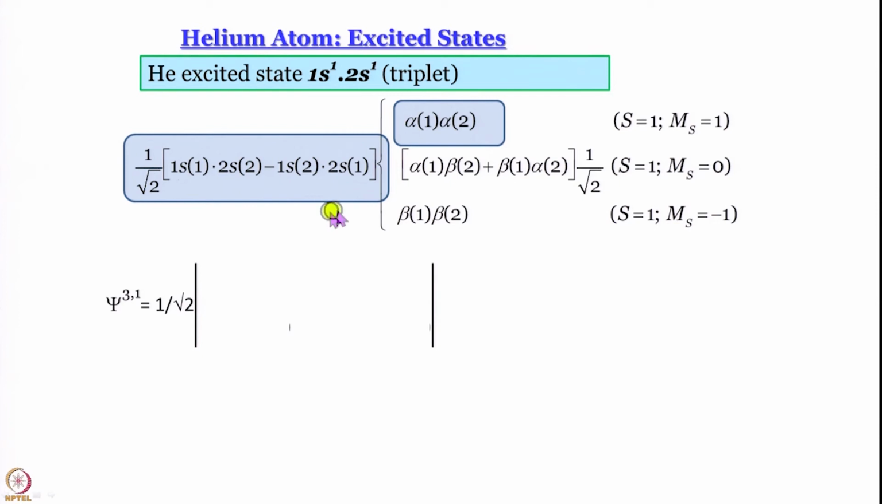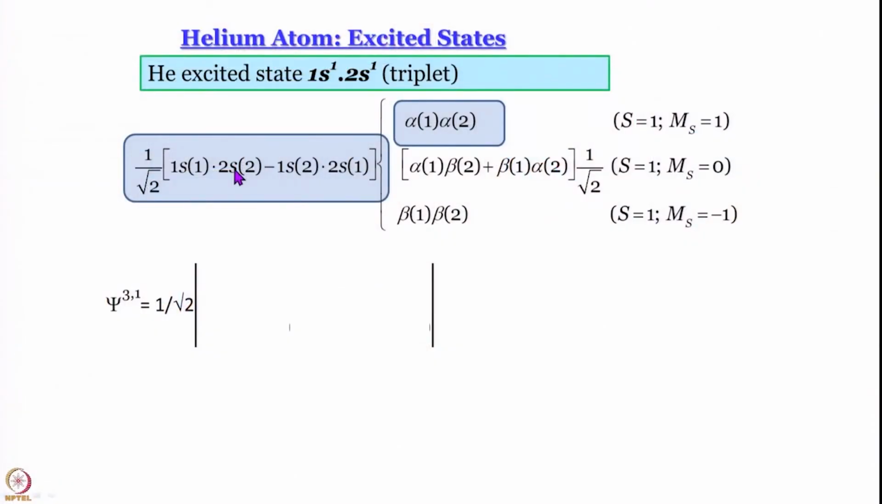1s(1) 2s(2) minus 1s(2) 2s(1), multiplied by alpha(1) alpha(2). We will have 2 terms. Each term will consist of 4 factors. Let us work out the first one, 1s(1) 2s(2) alpha(1) alpha(2). We can write it as a determinant, is it not? We will write it as a determinant, and we will write it in such a way that the determinant we write is going to be a Slater determinant.